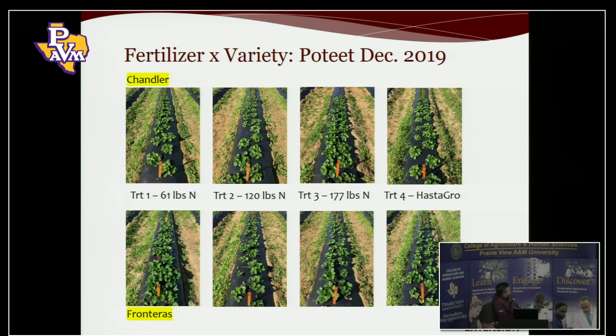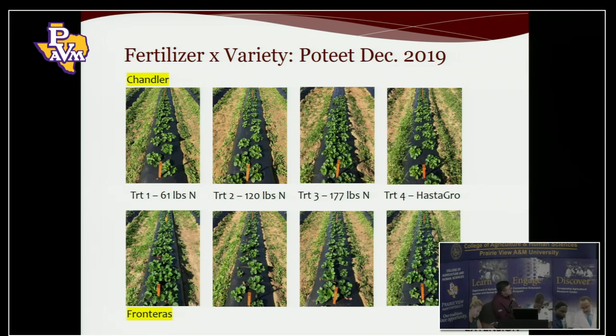This was in December, so it's kind of hard to see, but here's Fronteras at the low rate. You can see that it's starting to cover the entire bed. And now those plants are like 3 times that size. And they've got a lot of already pollinated flowers on them, fruit developing. And here's the medium rate and the high rate. You can kind of see a progression of the plants getting smaller as the rates are getting higher. So it doesn't really need it.